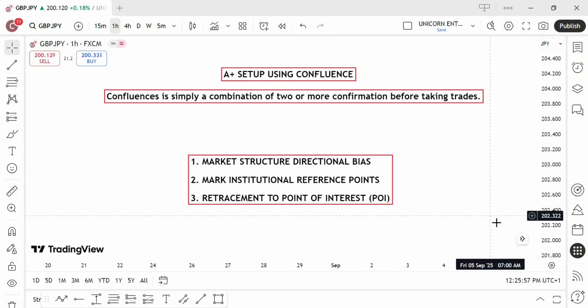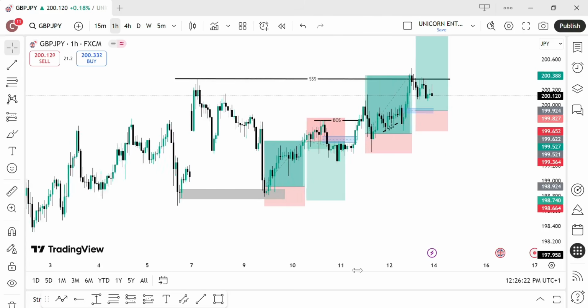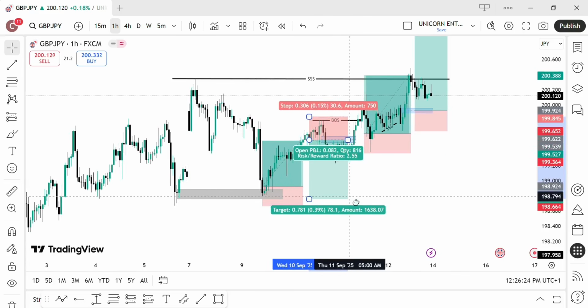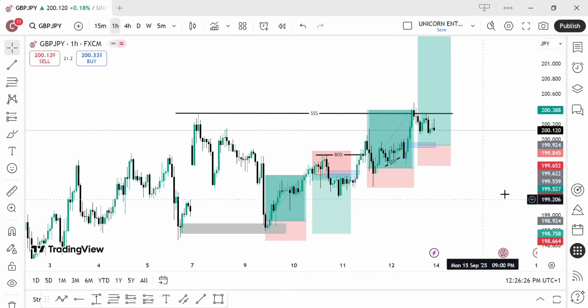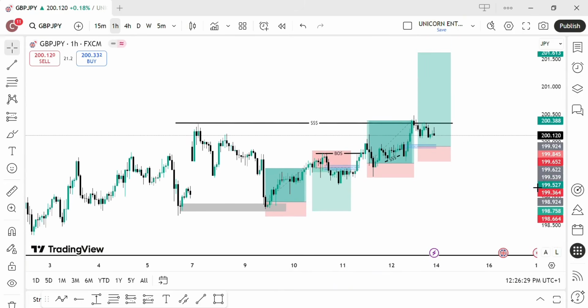Then thirdly, you wait for retracement to the point of interest, your POI. So this is the place where you want to take your entry. That's like going to the lower time frame. So let's get to the chart so I can explain all these things for you. Now, in the charts, these are the trades I took for this week. These are the trades I took, and you can see how this played out.